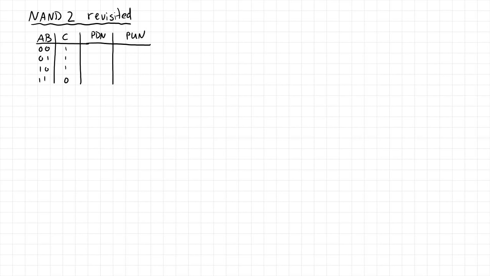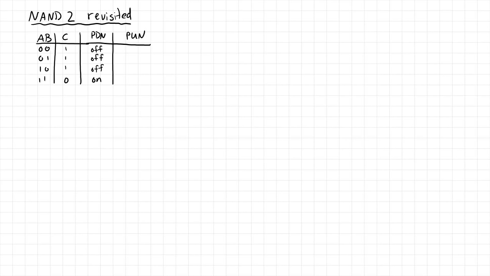So specifically, let's first look at the pull down network. At which point is the pull down network on? Well, the only time the pull down network is on is when the output is 0, right? So in this case, the pull down network will be on. In all the other cases, the pull down network is going to be off. Just by our design guidelines earlier, that means that the pull up network should be the opposite of this. But let's just make sure that that makes sense logically.